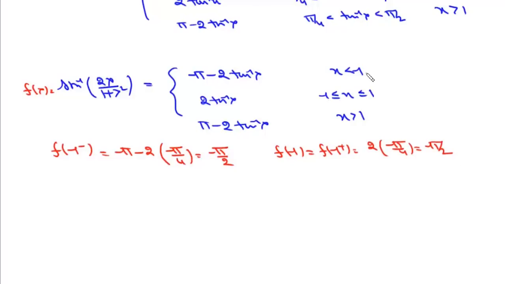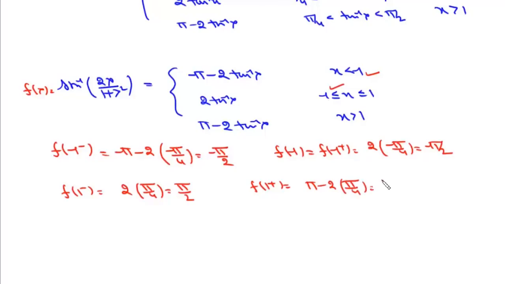That means this function is continuous at minus 1. At 1, f(1) negative is 2 tan inverse 1, and tan inverse 1 is pi by 4, so it will be pi by 2. And f(1) positive will be pi minus 2 tan inverse 1, which is again pi by 2, and f(1) is also this value. So it is continuous at x equals 1. So this function f(x) is continuous for x belongs to R.